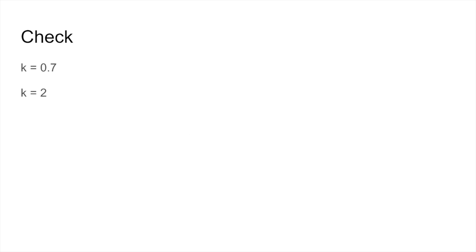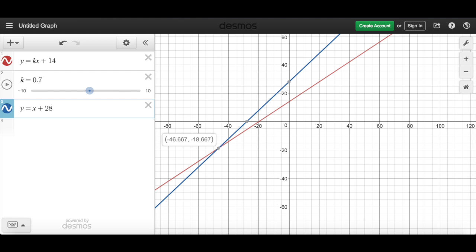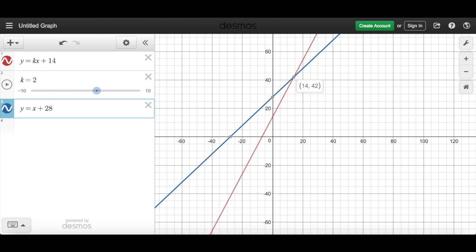Now it's time to check our answers. Let's try two scenarios: one in which k equals 0.7 and another in which k equals 2. I made k equals 0.7 in Desmos, and they intersected in quadrant 3. Then I made k equal 2, and they intersected in quadrant 1.